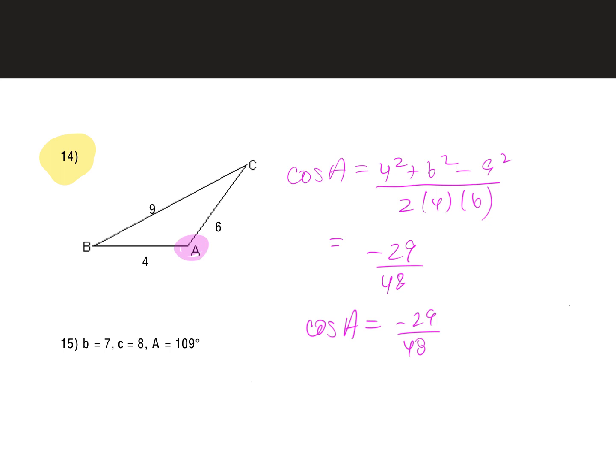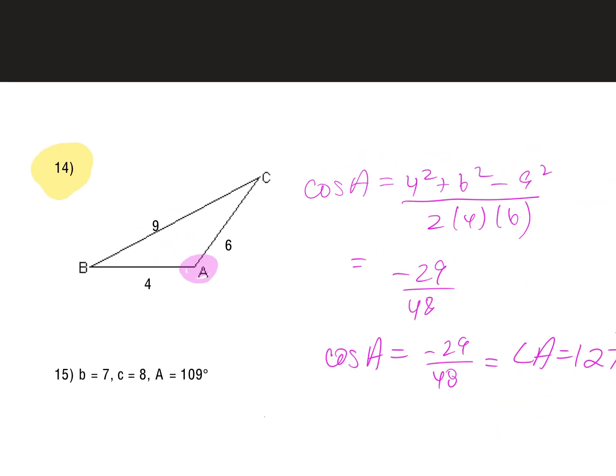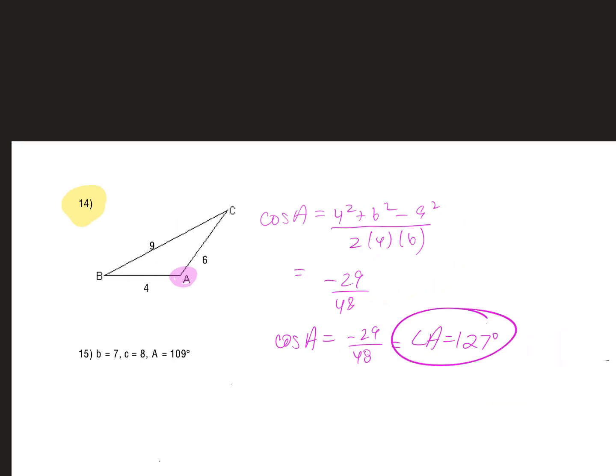Now, second cosine, second answer. What do we get? 127. Yes, your angle A is 127 degrees. That's pretty big. So angle A is 127, all right? That's good. What are the other things we need to find?